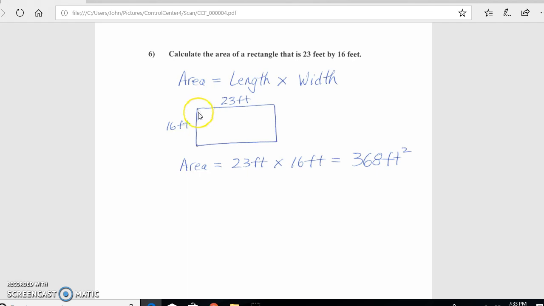A rectangle always has two sides that are equal to one another, and the other two sides are also equal to one another. So this rectangle is 23 feet long, 16 feet wide, and the area is going to be the length, 23 feet times 16 feet, and you're going to get 368 feet squared. So it's going to be square feet is what we would call it, 368 square feet. We multiply the numbers, and then feet times feet gives me feet squared.